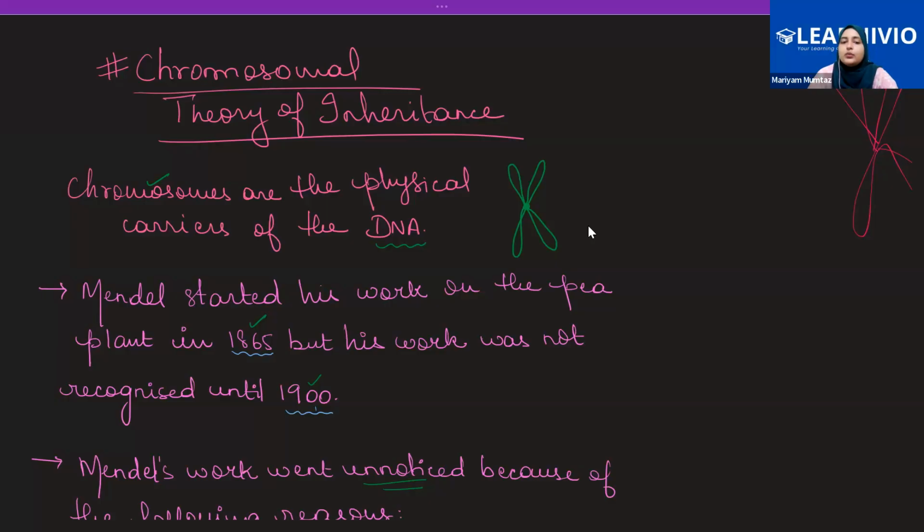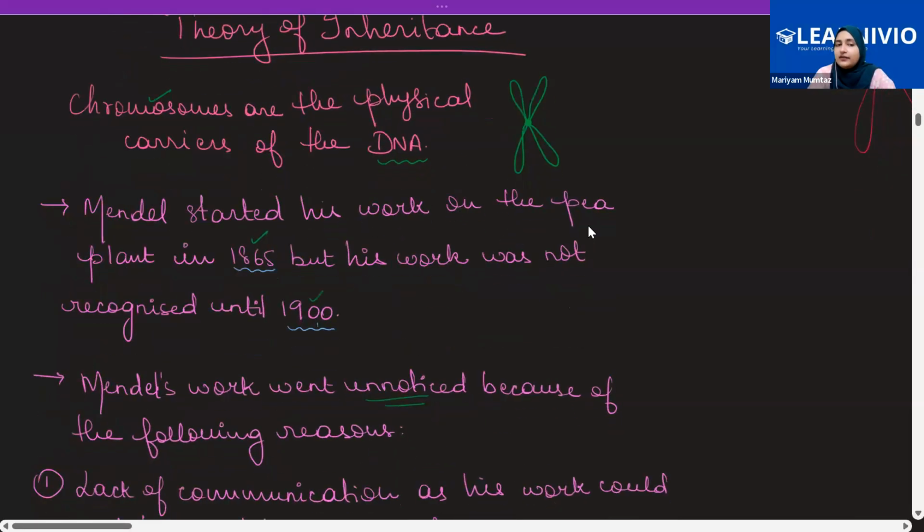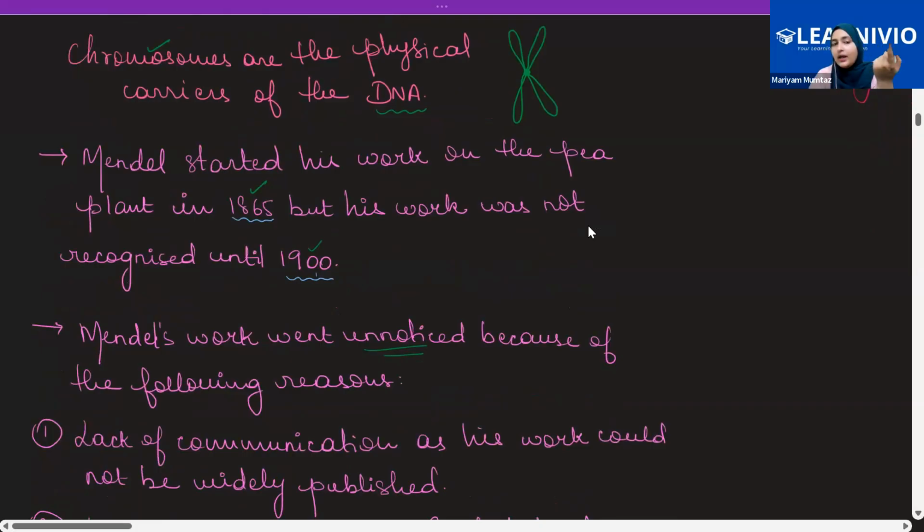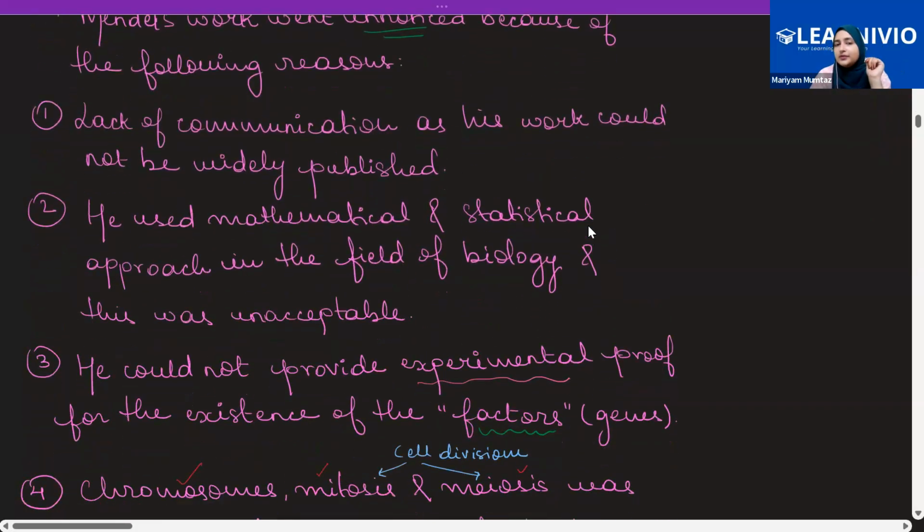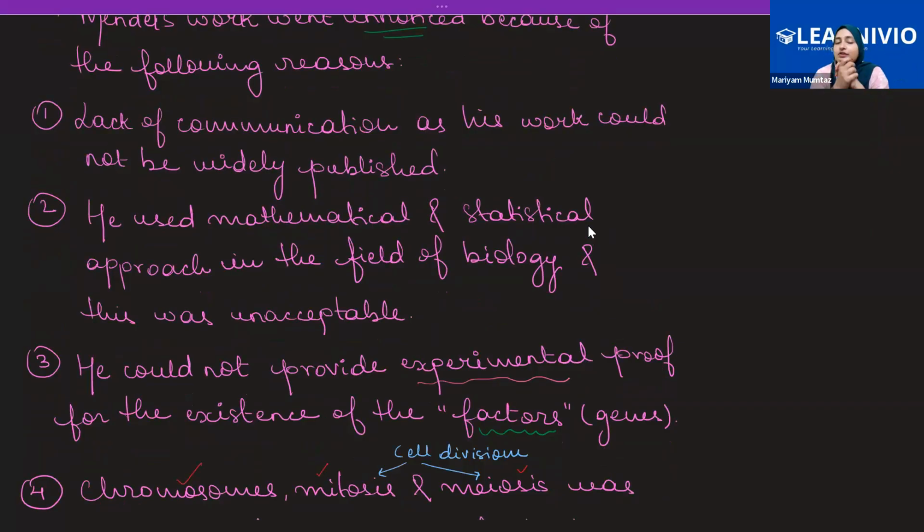But Mendel's work was not at all recognized until 1900, and he started his work in 1865. Why? First of all, there was lack of communication in his days, because of which his work was not widely published. Then he was the first person ever to use mathematical and statistical knowledge in the field of biology, and that was unacceptable to the biologists of that time. And then he said all of these things, but it was all theory. He could not give an experimental proof of the things that he stated, whether it was the law of dominance, assortment, anything of that sort. He could not give a proper proof.